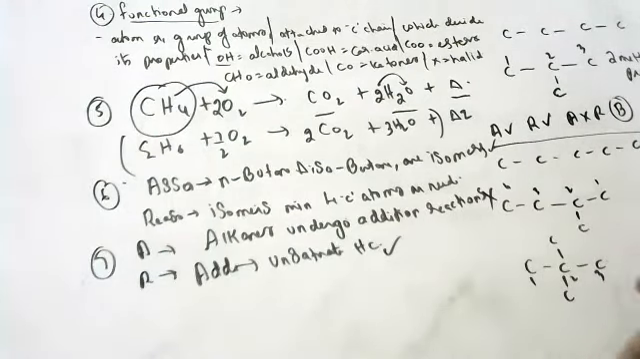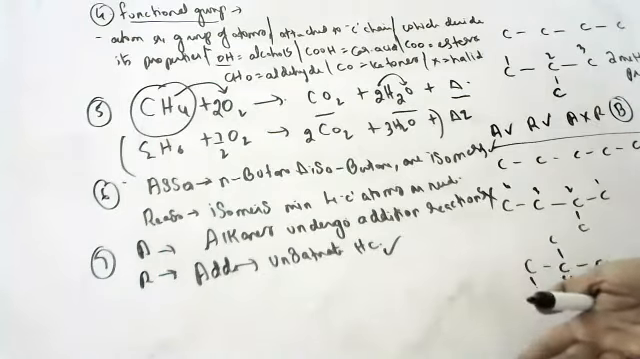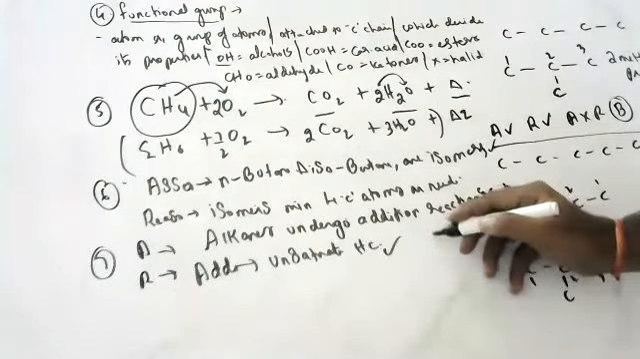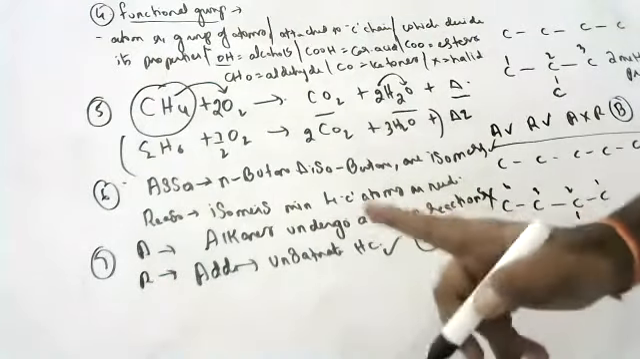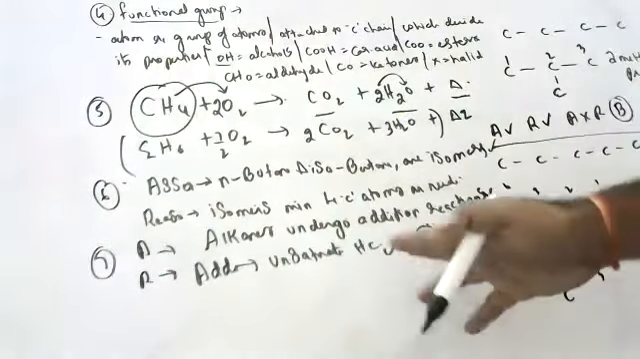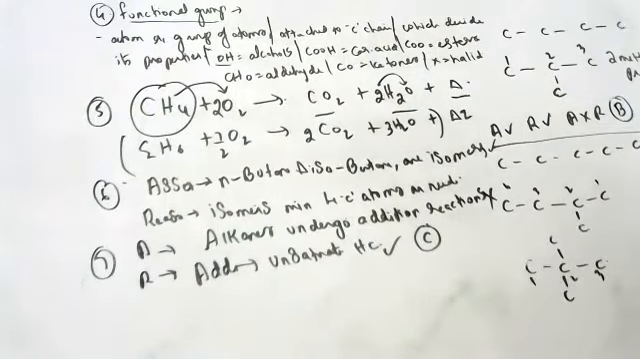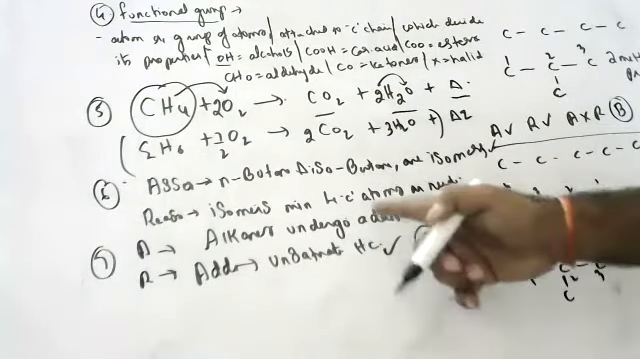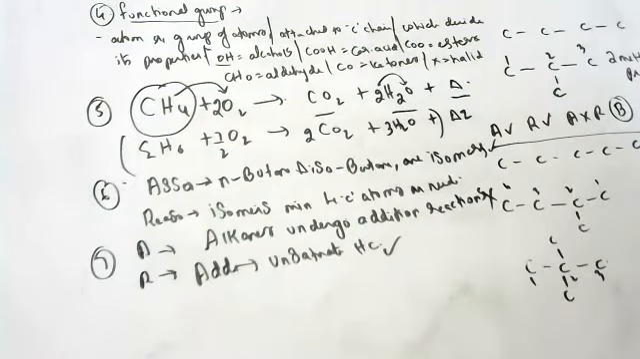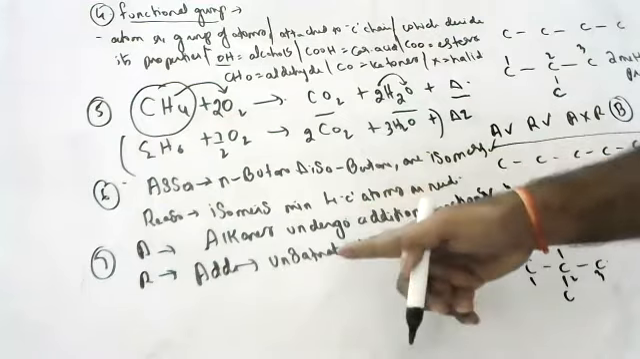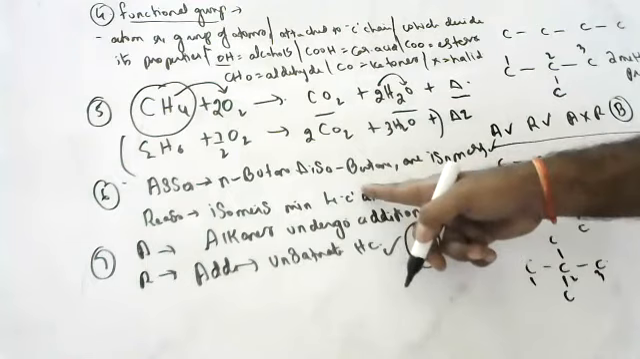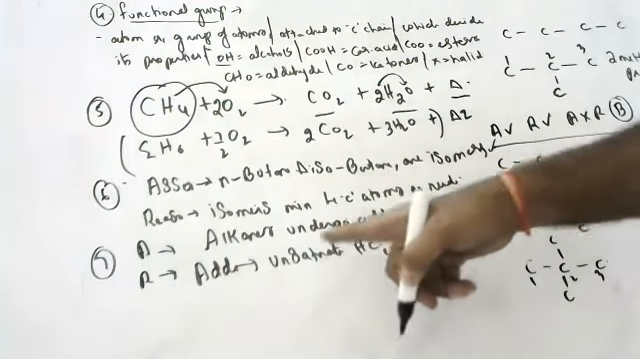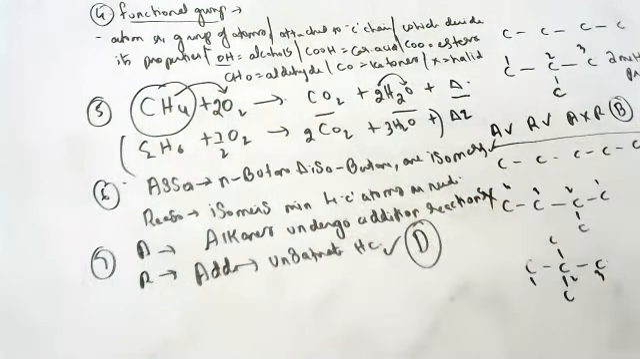So which option? A, B, C, D? Assertion is wrong, reasoning is correct is C. Assertion and reasoning both wrong is D. Am I correct? No. A is false, R is true. So C is the option.